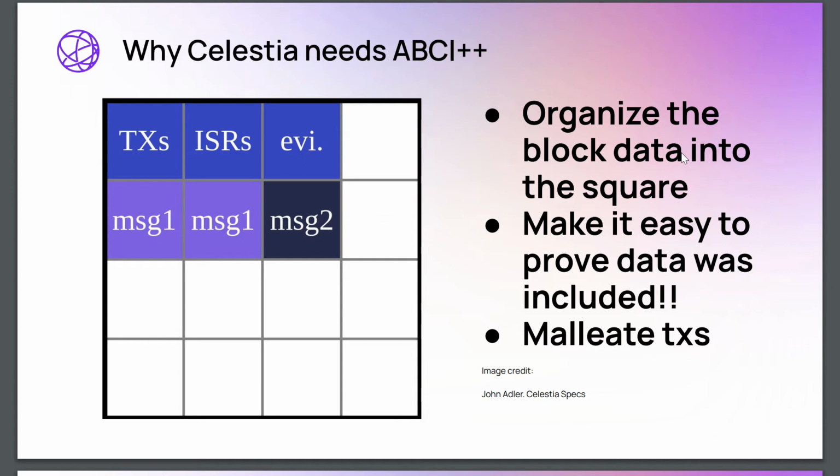And in order to do that, you have to malleate the transaction. Again, with the old ABCI, there was just no way to do this. It wasn't possible. You had to have this tie-in before you actually propose a block. You have to be able to basically make this call to the application.